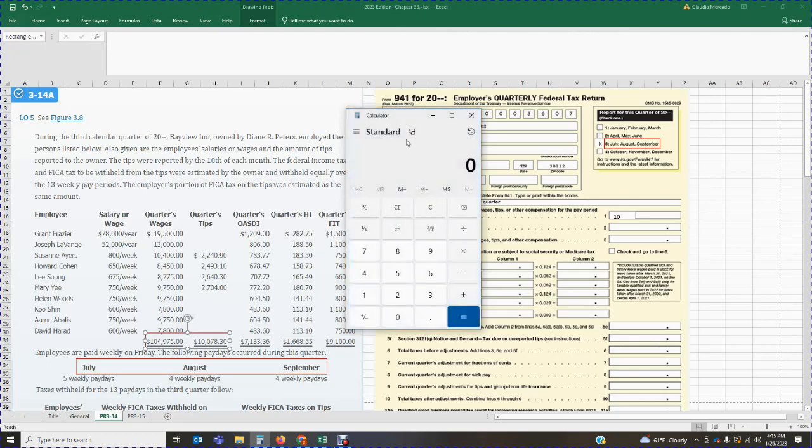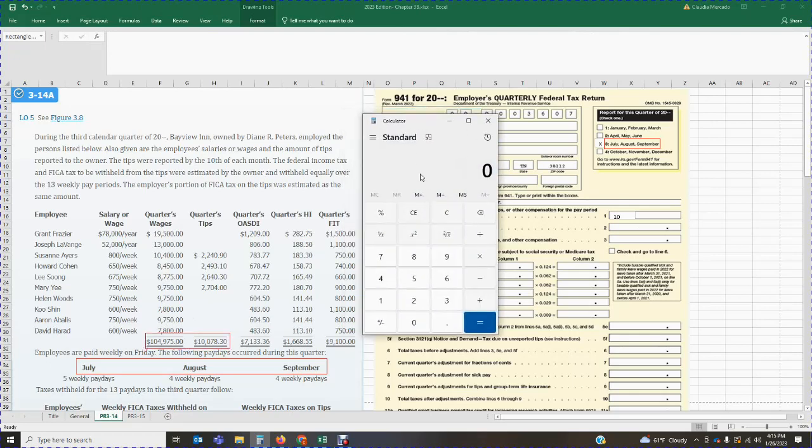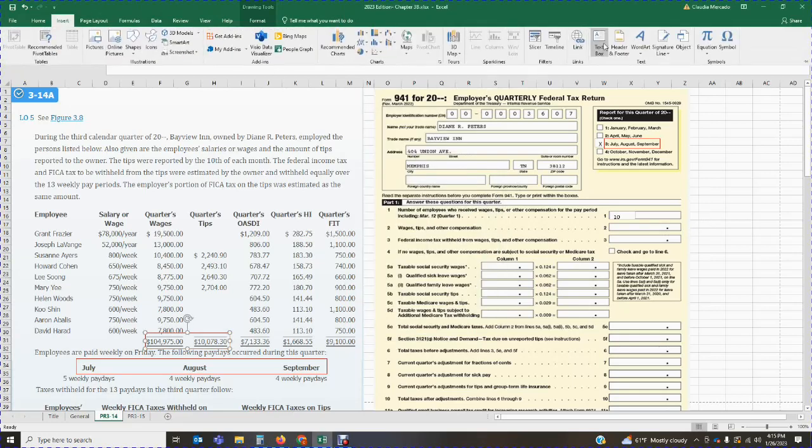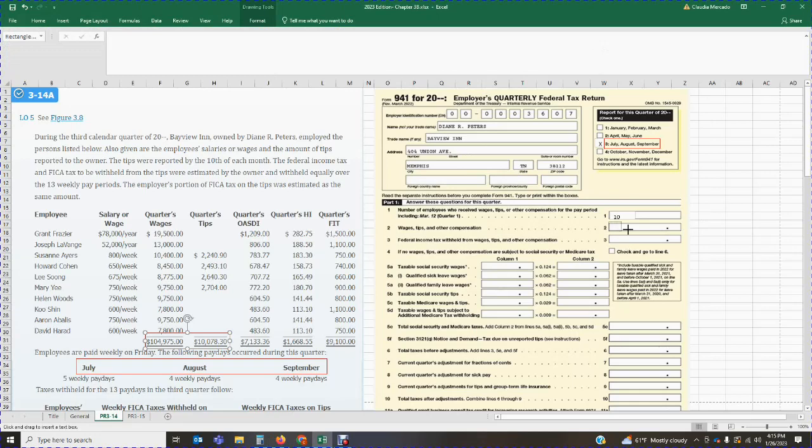Let me get my calculator out. The total for my wages is $104,975 plus my tips, $10,078.30. So that's going to give me a total of $115,053.30. That number goes on line number 2. So let's go ahead and enter that on box number 2, and that's $115,053.30.